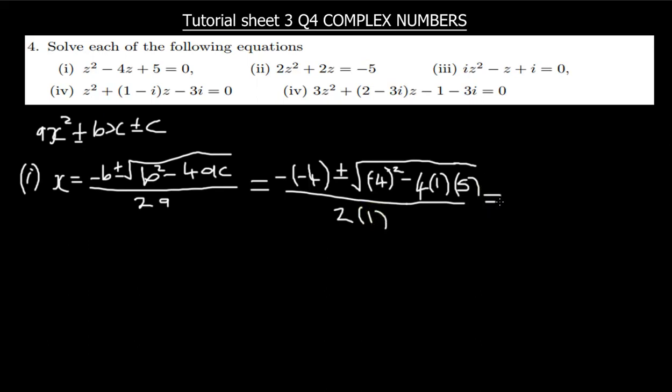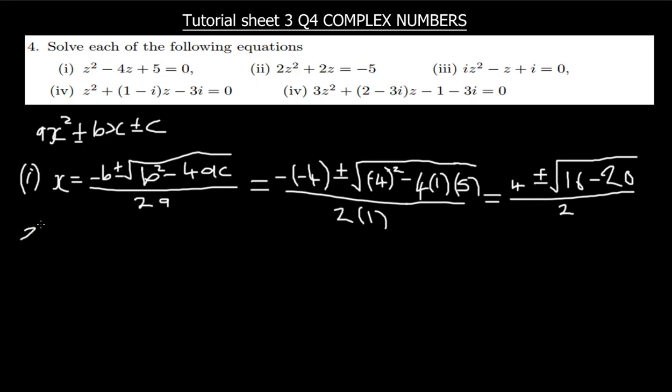Let me also simplify this side. So negative times negative 4, I'll get a positive 4 there. Then plus or minus the root of, when we square 4, we'll discover that our answer will be 16. So 16 minus 4 times 5, your answer will be 20. Then everything over 2 times 1 is 2. I'll proceed down here.